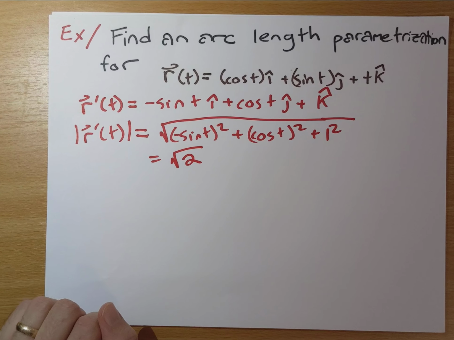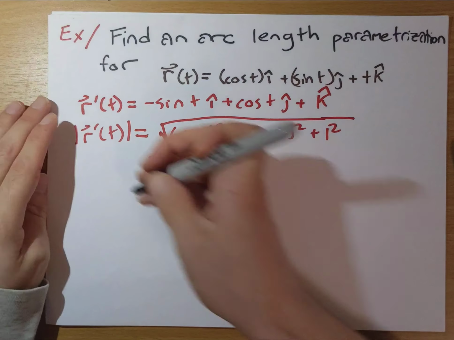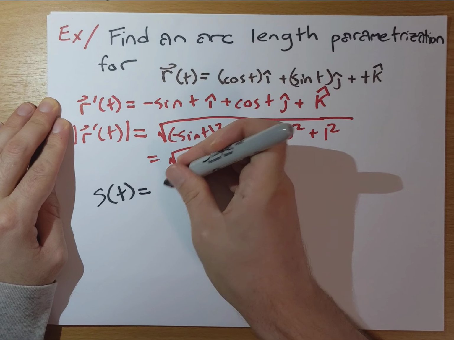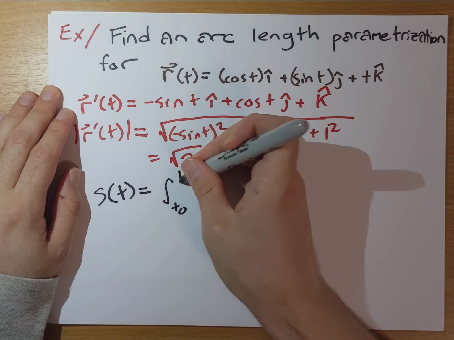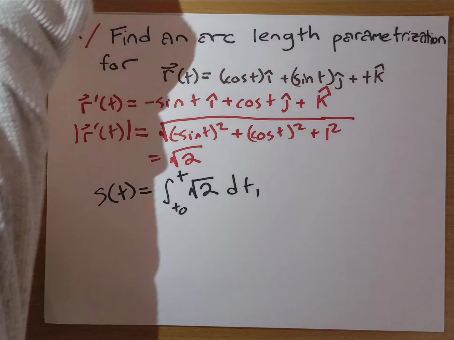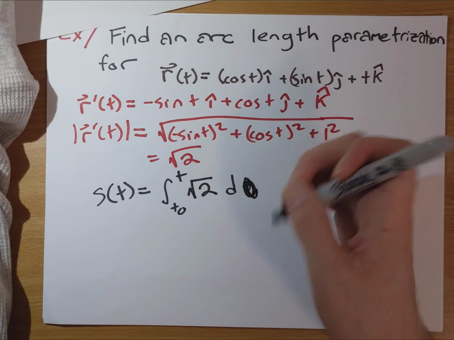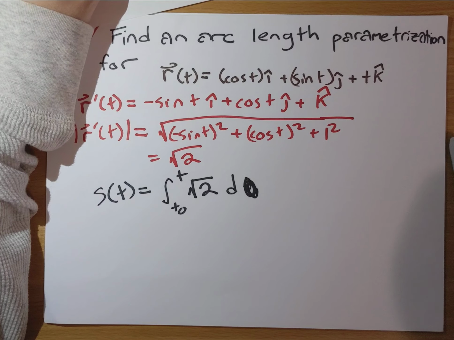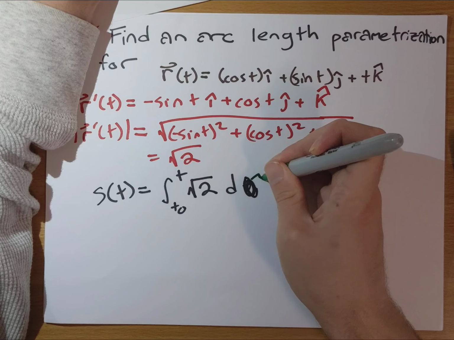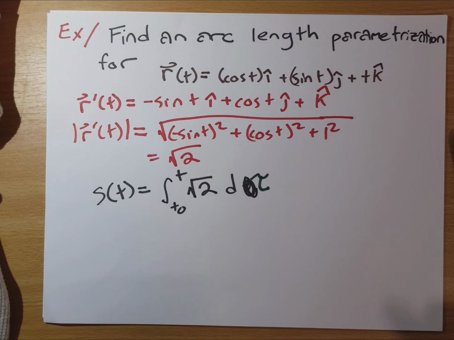So then at this point, our arc length parameter, s of t, is the integral from t naught to t of square root 2 dt1. If you don't like using t1 here, we have too many different t's. The textbook, I think, uses a tau, the lowercase Greek tau. Tau is the Greek letter that corresponds to t.